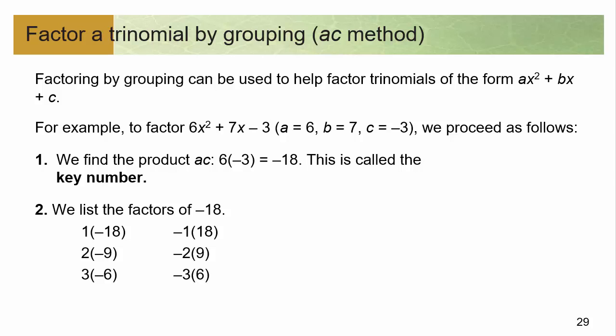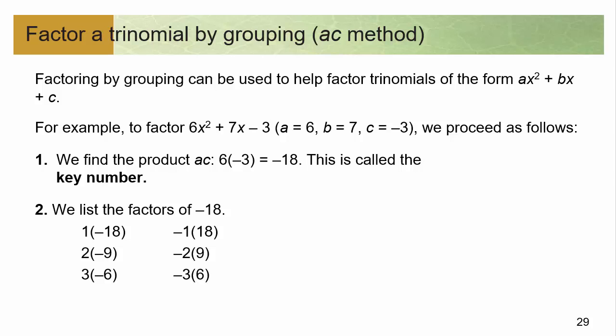Okay, how about factor by grouping? We're looking for trinomials that are still of that basic ax squared plus bx plus c. So a simple example would be 6x squared plus 7x minus 3. So a is 6, b is 7, c is negative 3. And we go down to find the product of a times c as being negative 18. This is called the key number.